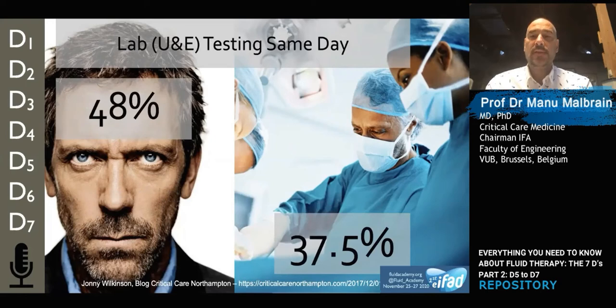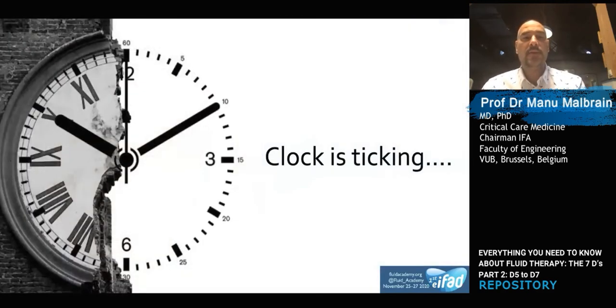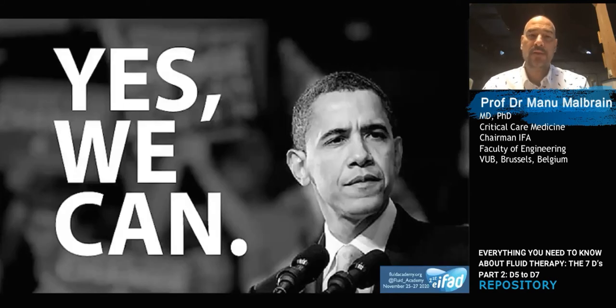So for antibiotics, if you want to prescribe aminoglycosides or vancomycin, you want to know kidney function. But we do prescribe fluids without knowing kidney function and urea and electrolytes. And this was the case in 48% having results on the same day, and in surgical cases, only 37%. So I think the clock is ticking, and we're not doing a good job. I think we can do better.